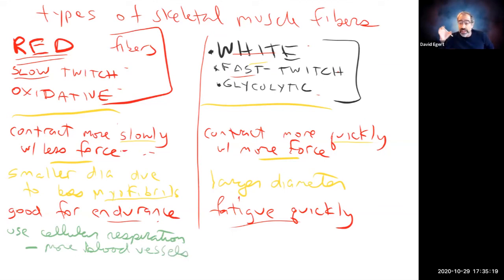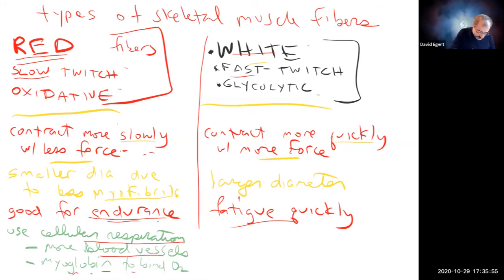They also have a pigment. The reason they're red is they have this stuff called myoglobin, which helps bind oxygen in the tissue. Myoglobin is like hemoglobin, except it's found in the muscle, which is why it's called myoglobin. So myoglobin binds oxygen. That's why it's reddish. So good for endurance. It uses cellular respiration to make the ATP, has more blood vessels, and has this myoglobin, this reddish stuff to bind oxygen.